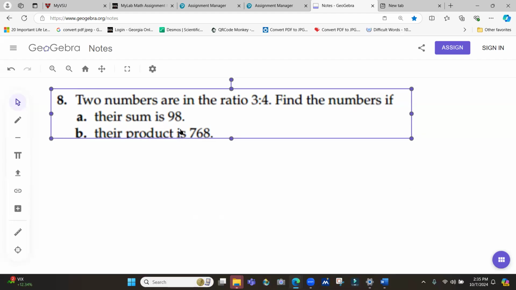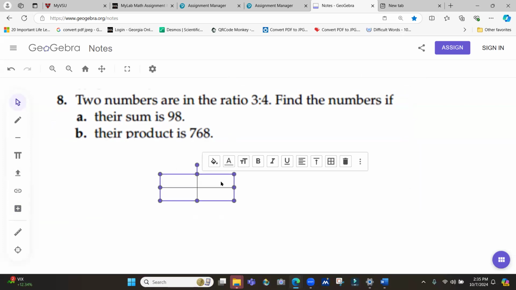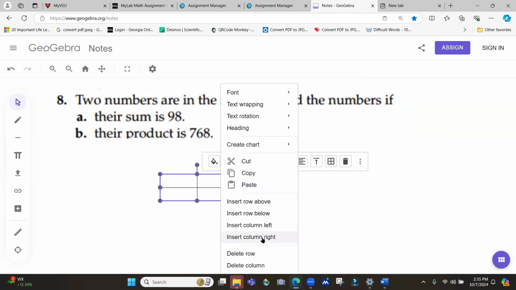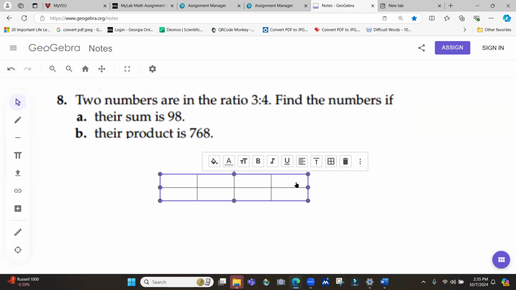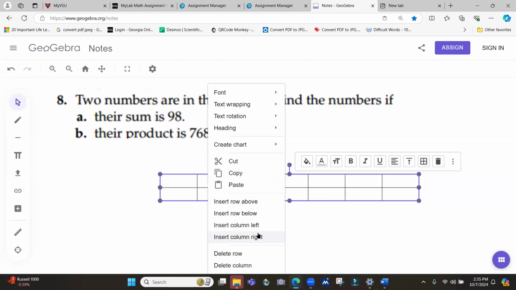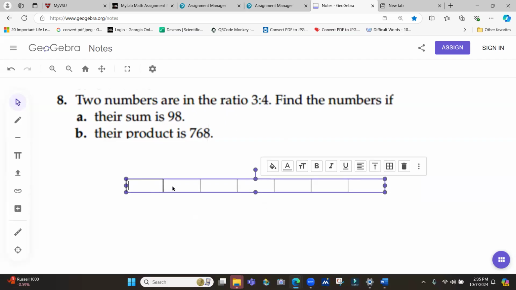Okay. Again, I'm going to go back to my pictures. I like pictures. So the ratio of the two numbers is 3 to 4. That's why I'm going to use 7 boxes. Okay, I have 7 boxes. Let's say the first number is blue.